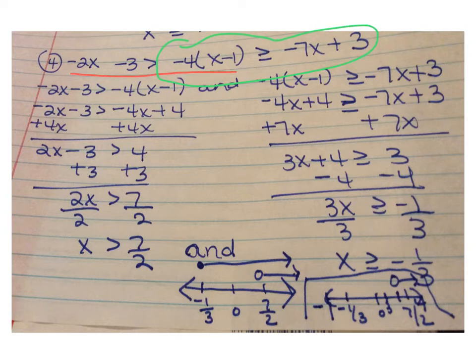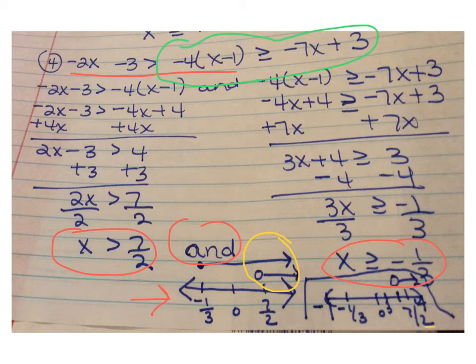So what I did was I went through and solved both parts, and the first answer I got was x is greater than 7/2, and the second part I got was x is greater than or equal to negative 1/3. Now here's my rough copy of my graph. So remember, for the word and, we're looking for overlap. So where do these two graphs overlap? They overlap right here. So the answer to the problem is only x is greater than 7/2.